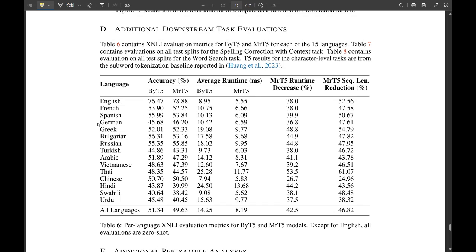Sounds good. So we left off talking about this idea that MrT5 isn't just about making things smaller, but about making them smarter. But how does that actually play out when you throw real-world tasks at it? Yeah, good question. The paper mentions something called continued pre-training. What's that all about?